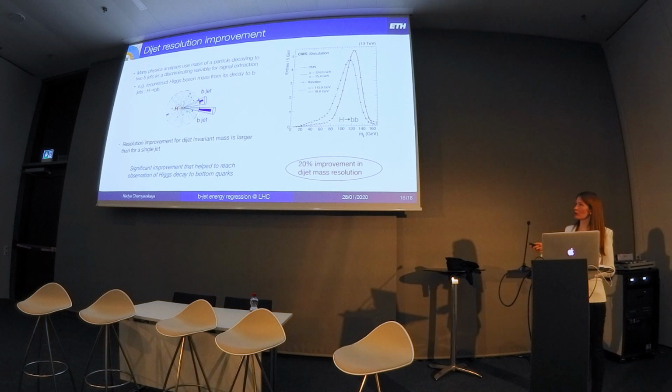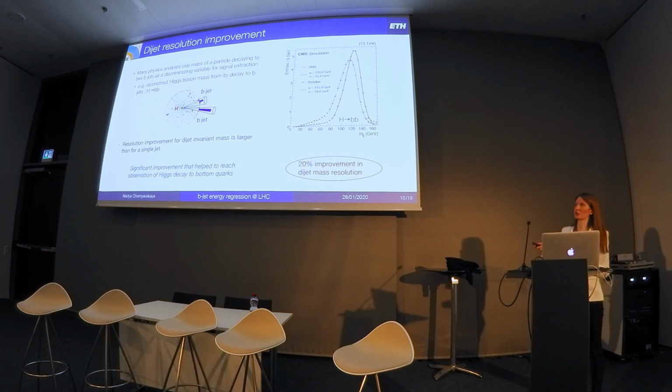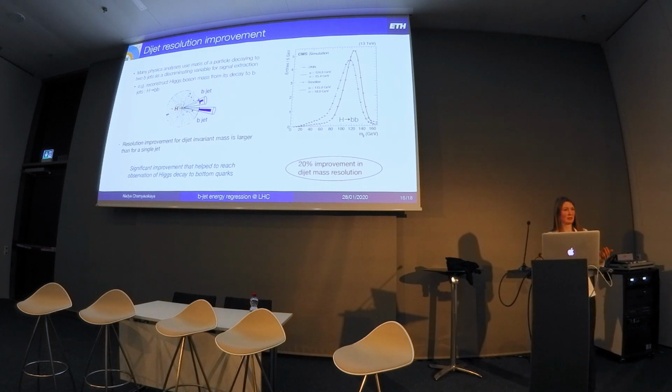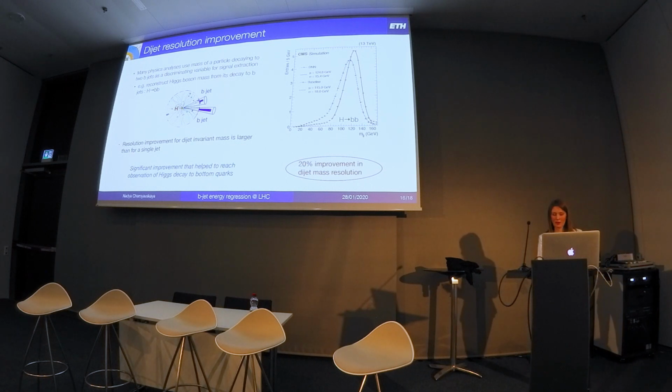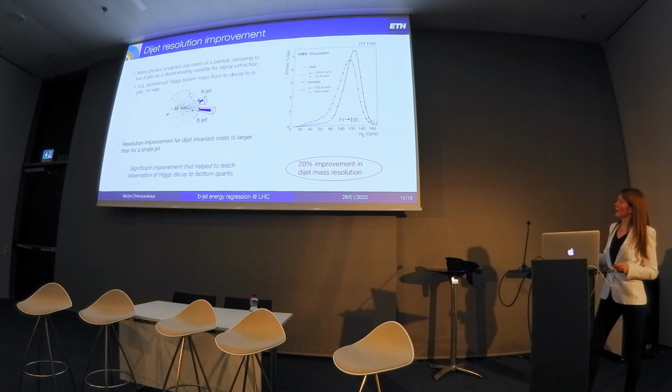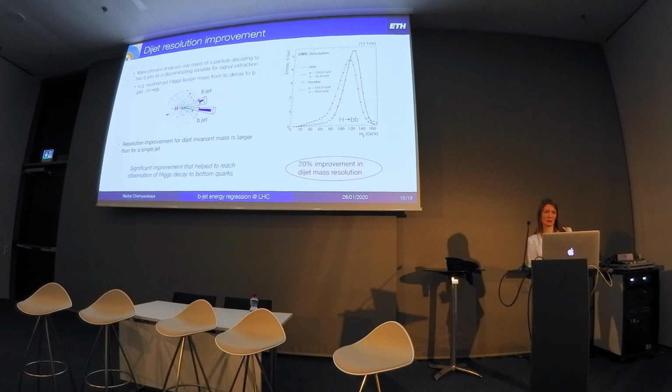So here is part of an event display. You can see these two dark blue areas. Those are the B-jets, and they're actually coming from the Higgs boson that you can't see; you only understand that it is coming from a Higgs boson when you reconstruct everything. If you look at the dijet mass before and after regression, we get a resolution improvement of 20%. And this is a significant improvement that helped us to reach the observation of the Higgs decay to bottom pairs.